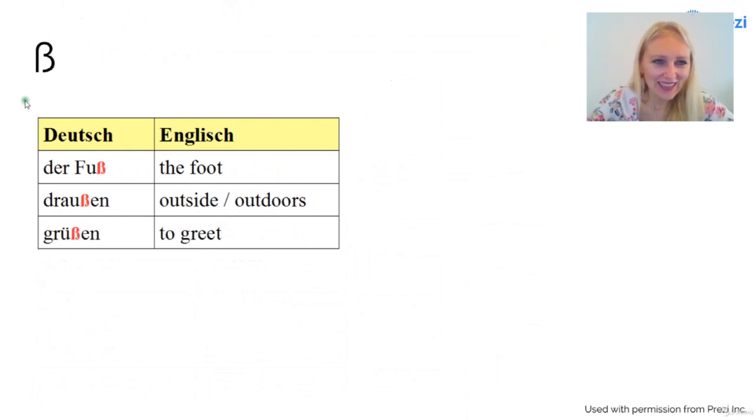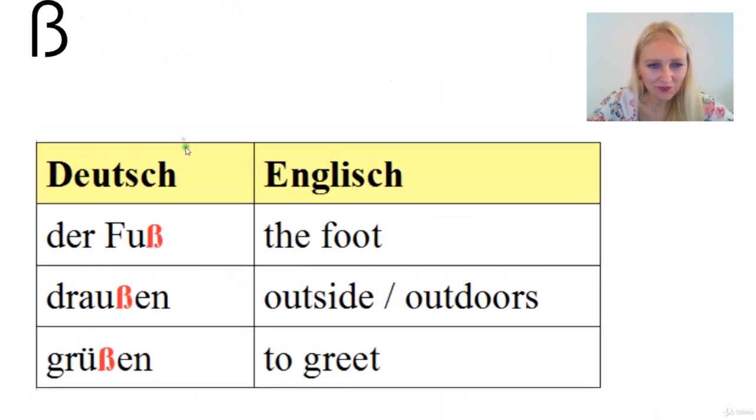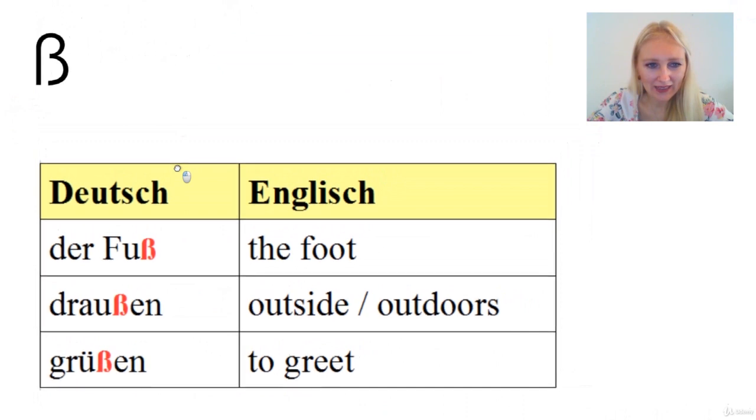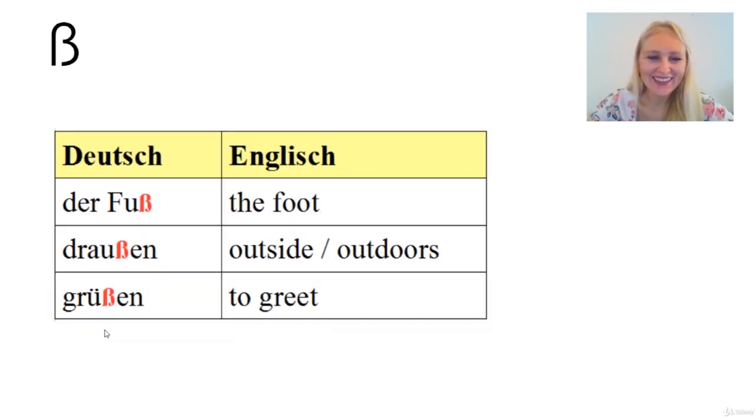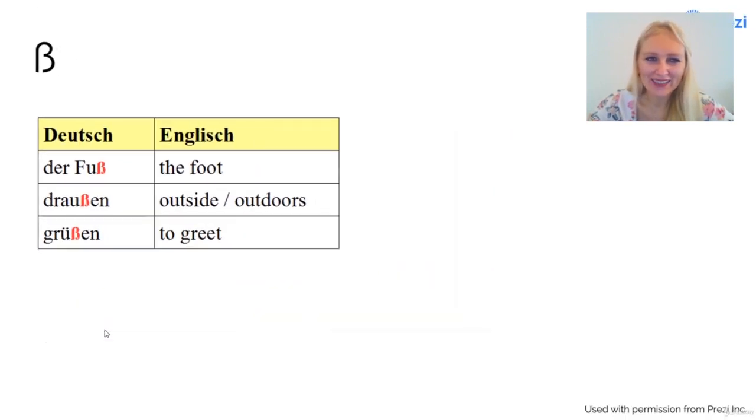Then we have SZ here. So maybe you remember, like I explained in the last chapter, whenever you have an SZ, all you have to do is to stretch the vowel. Okay, so der Fuß, draußen, grüßen. Okay, very short. It's not short, it's long: Fuß, draußen und grüßen. Okay, good. So it's just pronounced like an S.